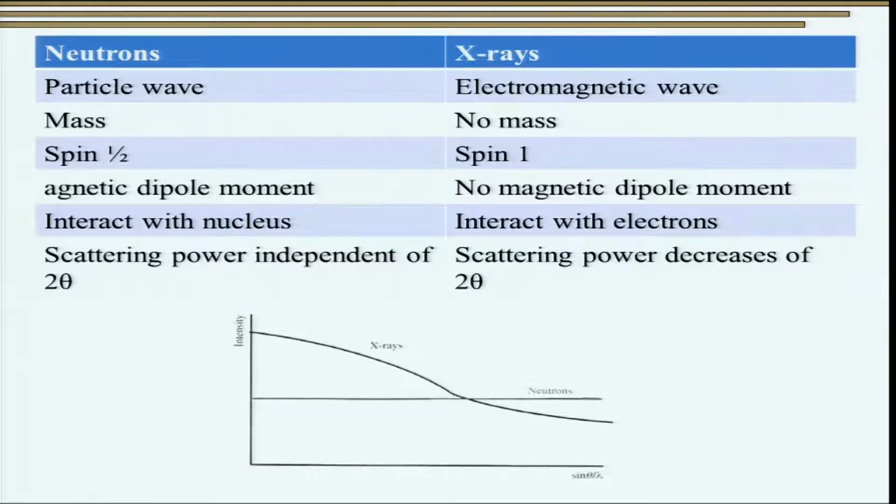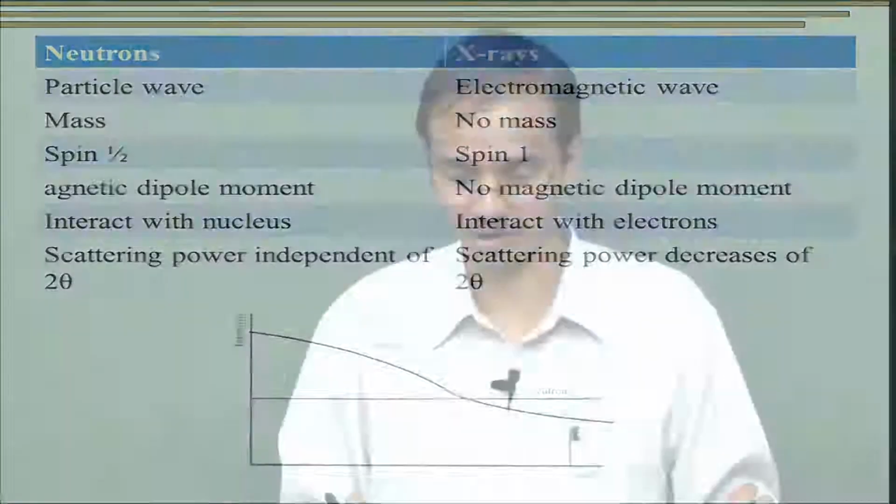Now, the neutron scattering power is independent of 2 theta, which has been shown over here. You see the intensity versus sin theta is almost a straight line. Well, it is always a straight line because it is not dependent on the angle. While when we talk about X-rays, we know that this value decreases. Remember, we had seen this f versus sin theta, how it was decreasing. It started from Z and it was reducing continuously as a function of theta. Not so for neutrons.